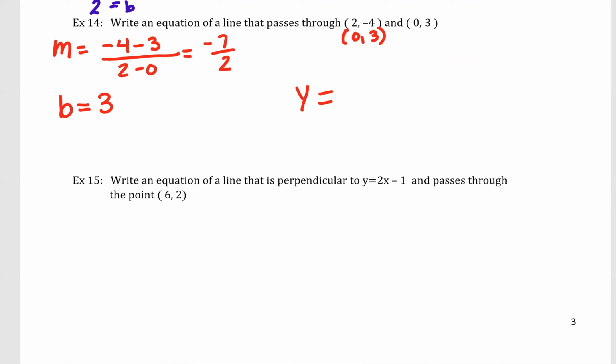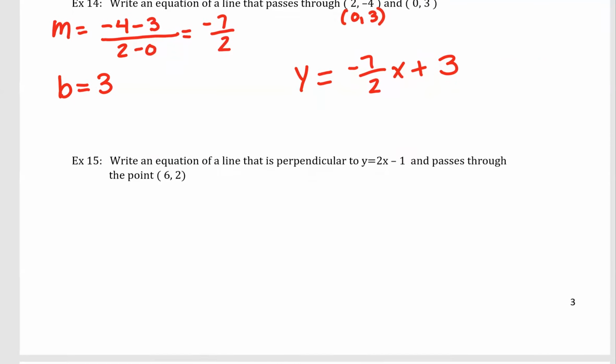So we can write the equation of the line. y is equal to negative 7 over 2 x plus 3. Again, just remember you need a slope and a y-intercept to write the equation of the line.